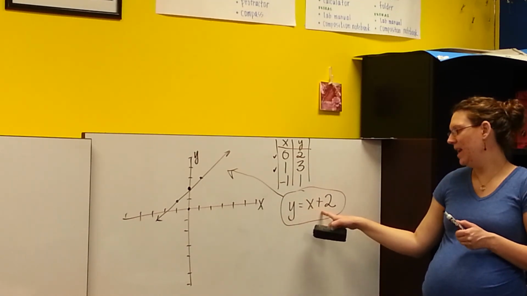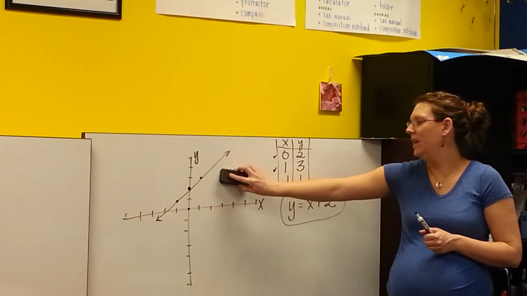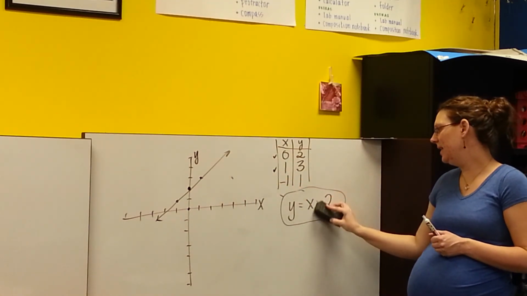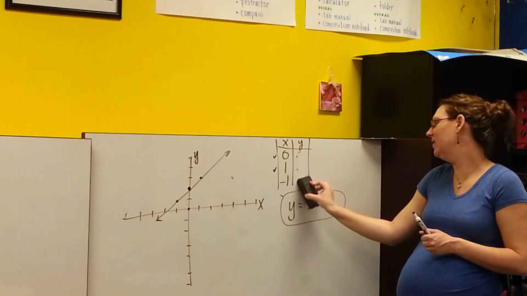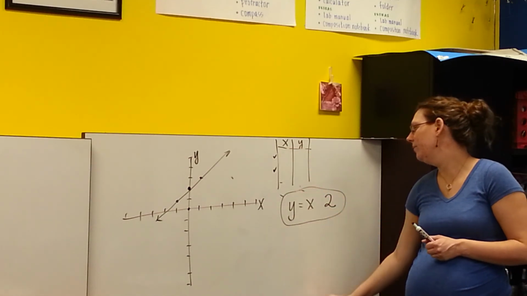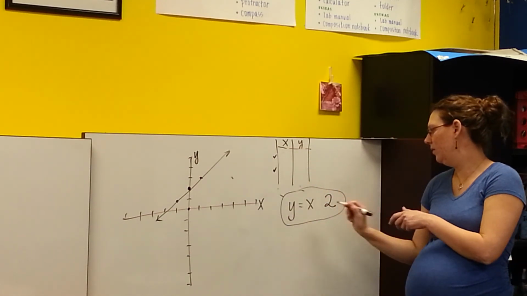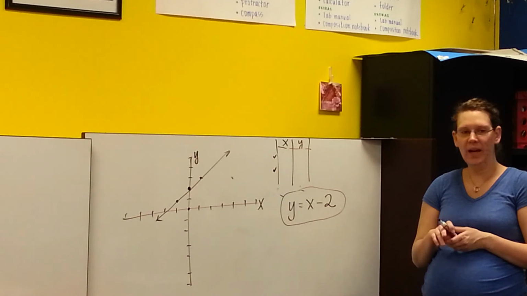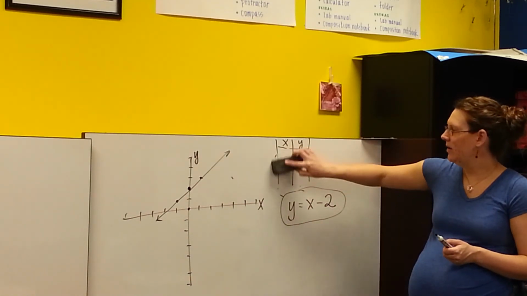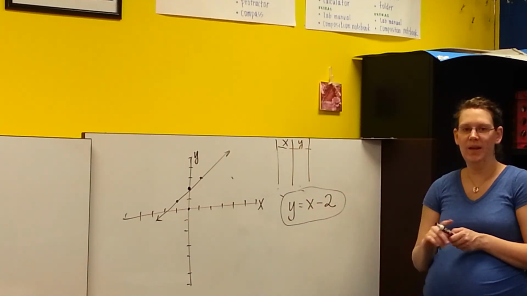So we plotted y equals x plus 2. Now let's plot y equals x minus 2 and see what we come up with. So let's pick out. Destiny, pick us out a starting point. What do you want x to be?